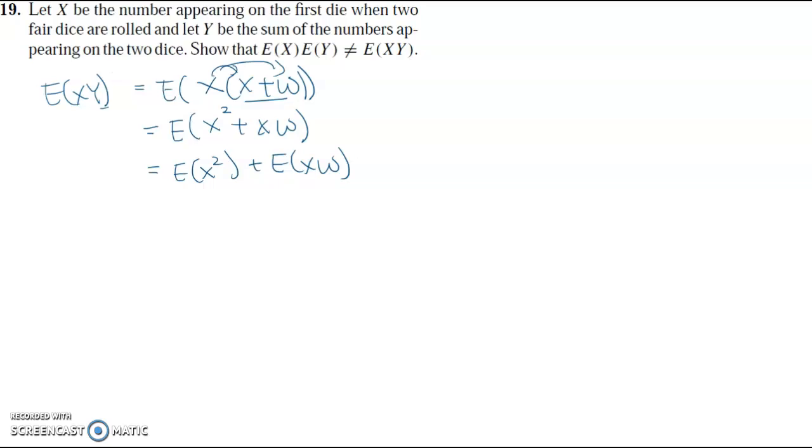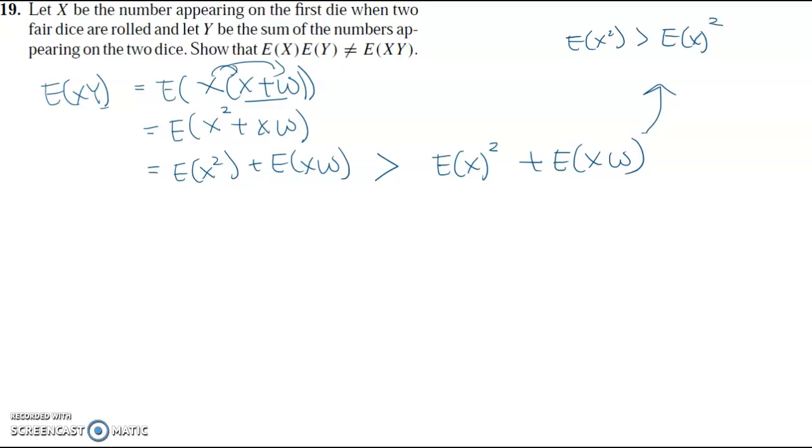All right, and now here's the important part. I'm going to say that this is greater than the square of the expected value of x, plus E of xw. And here I'm using the fact that E of x squared is greater than E of x, quantity squared, and this is because x has a non-zero variance. So I guess this is our first problem that we are encountering with the idea of variance, which you have read in the textbook.